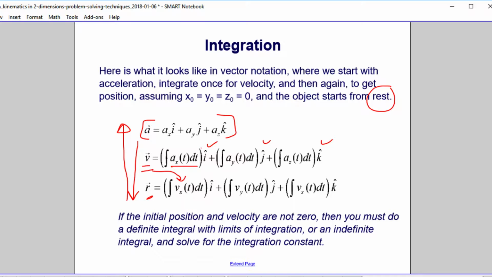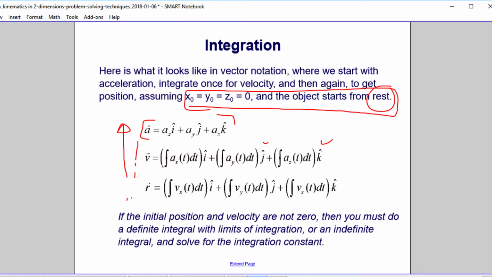Now, what if these boundary conditions up here don't hold? Well, then you'll have to do a definite integral with limits of integration. For example, if you start at position x equals 3 and go to x equals 6, you would integrate, let's see, what are we going to do here? Let's say you have the velocity, and I gave you those initial positions. You'd be integrating, and I'll just erase this so we can see it a little better, down here.